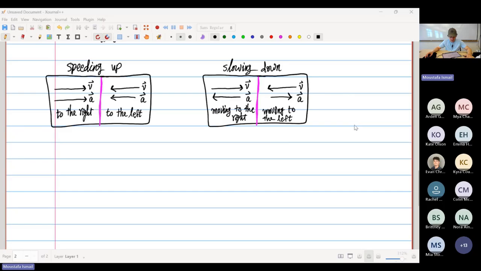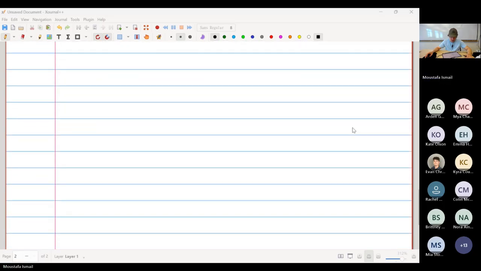Let me give you a couple of examples. It will just apply the definitions that we have. So, example 1, we want to calculate displacement, distance, and acceleration.